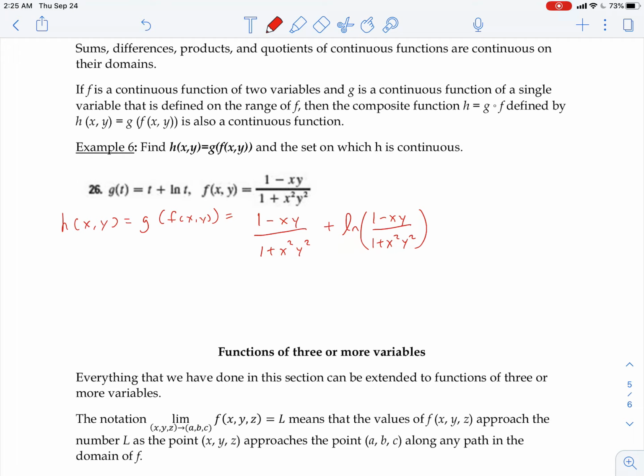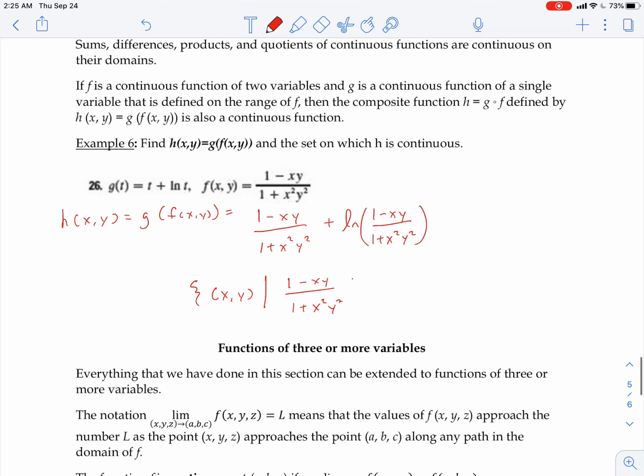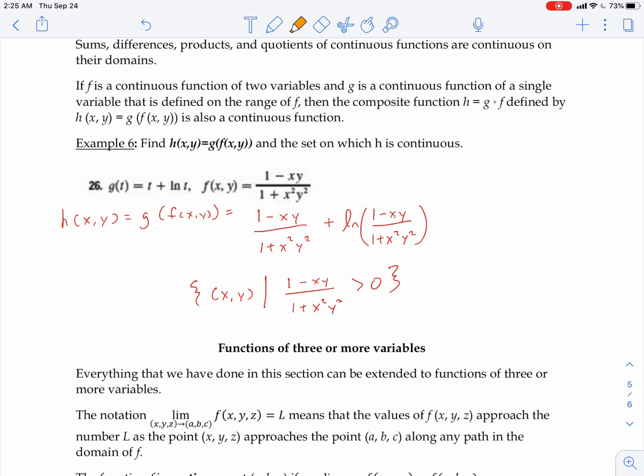Now, again, we want to define where h is continuous. And so where h is continuous is going to be defined by the set of (x, y) where (1 - xy)/(1 + x²y²) is greater than 0. The reason for that is that this entire function is inside of a natural log, so it has to be greater than 0.